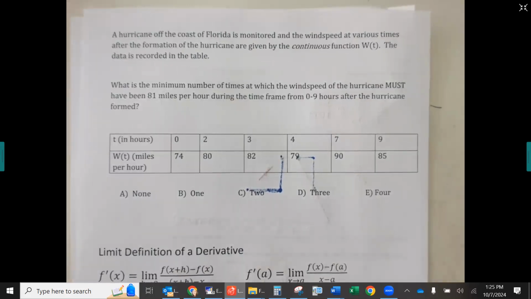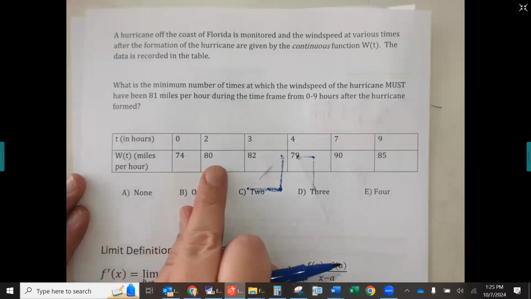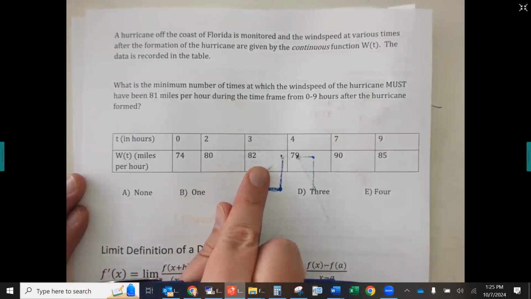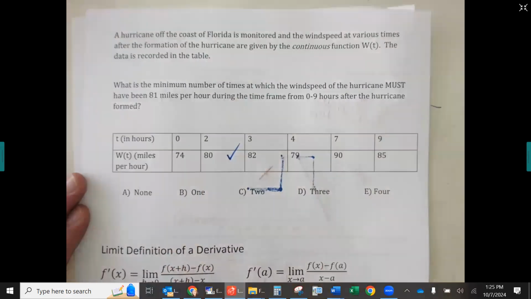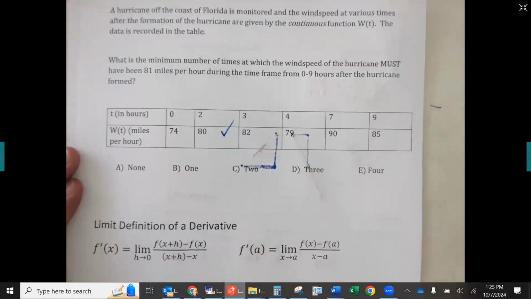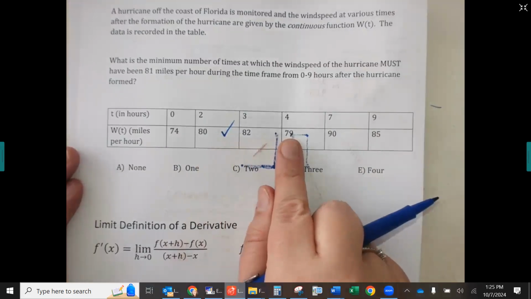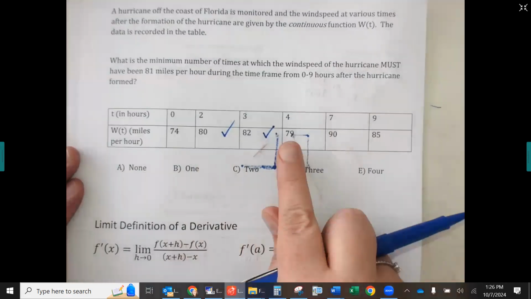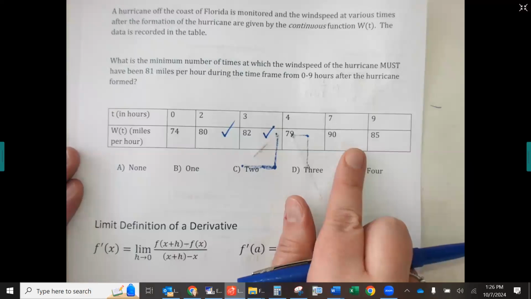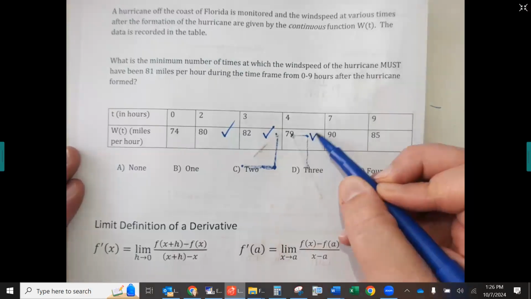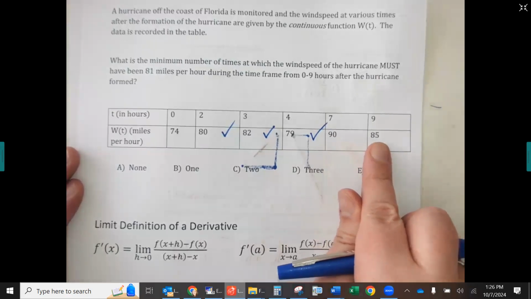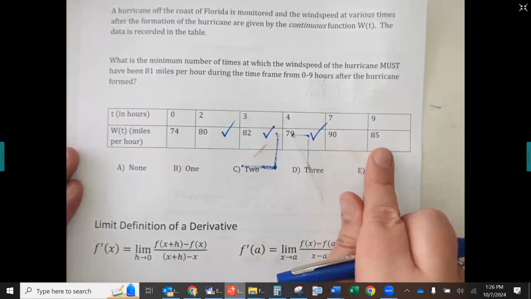If my wind speed of my hurricane went from 74 to 80, did it have to hit 81? No. What about when it went from 80 up to 82? Would it have had to hit 81 in the middle? Okay, so I'm going to put a check. We know it must have hit at least once. From 82 down to 79, must it have hit 81 miles per hour a second time? Yes. From 79 back up to 90, must it have hit a second time? Yes. What about from 90 down to 85? No.